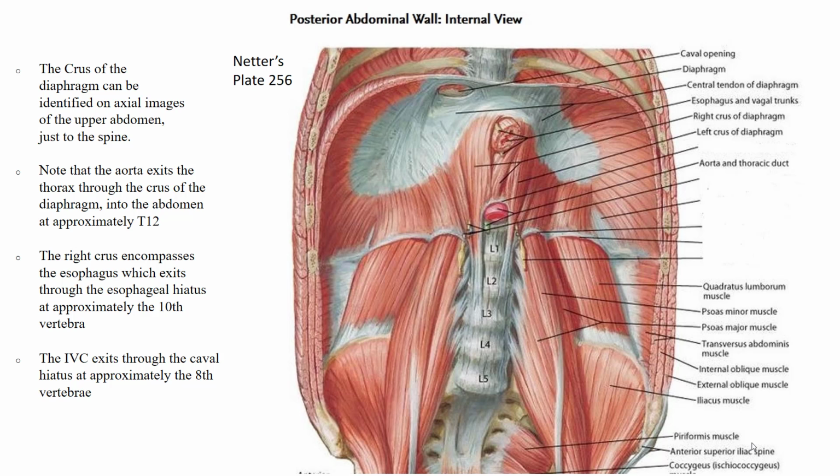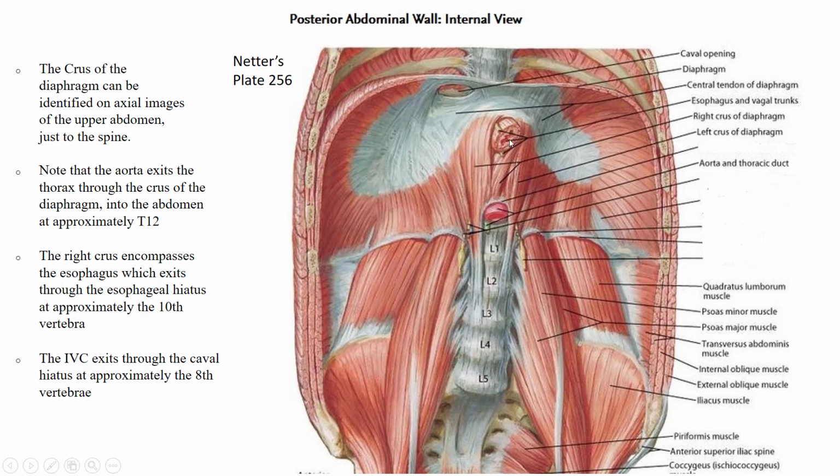This image of the posterior abdominal wall shows us the exit and entry points of the different vessels and structures as they come into and out of the abdomen. So remember that this is the diaphragm. And at the superior border of the diaphragm, the IVC actually exits the abdominal cavity and enters the thorax and eventually joins up with the hepatic veins and into the right atrium of the heart. So this is actually an exit point of the IVC, and it's the caval hiatus, where the IVC exits the abdominal cavity and goes into the thoracic cavity, and that happens at about T8.